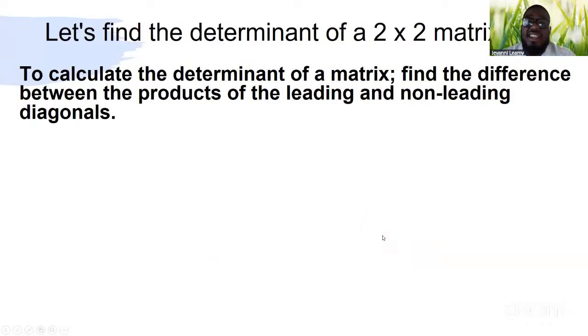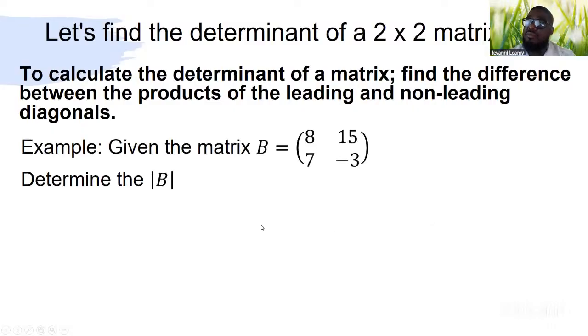So how do we calculate the determinant again? We find the difference between the products of the leading and the non-leading diagonal. So that's AD minus BC, that is what is being said right here. So we have matrix B, and it is given by 8, 15, 7, and -3. What would be my leading diagonal? What are the elements in the leading diagonal? Can you tell me? You can open your mics and speak, or you can just type it in the chat. Any takers for that one?